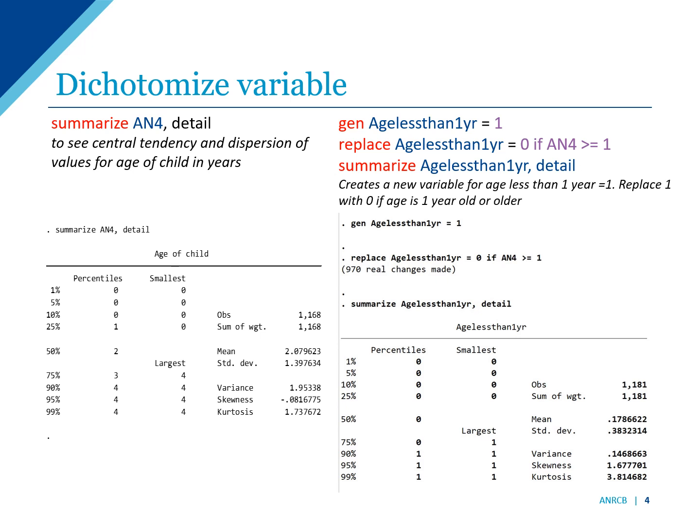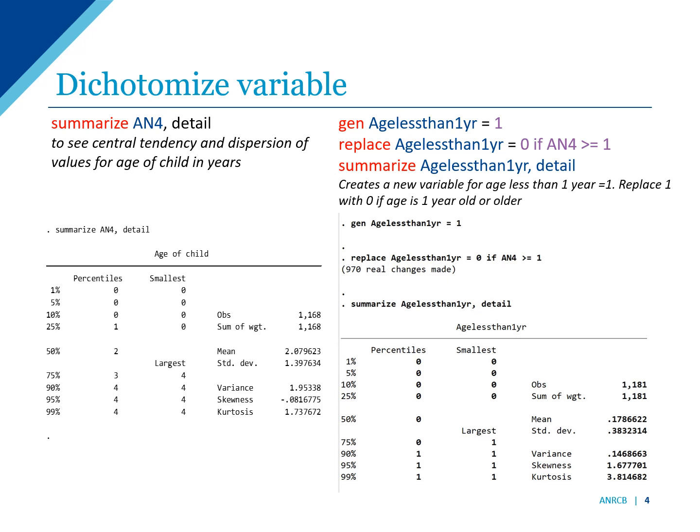First, we summarize the variable AN4, which is age of child in years, with detail to observe the central tendency and spread as we covered in Topic 7.3. We've already decided we want the split to be between 0 years of age and 1 or more years of age, so we don't have to make decisions based on the spread. But this helps us to check our work and see how the new variable will be distributed.